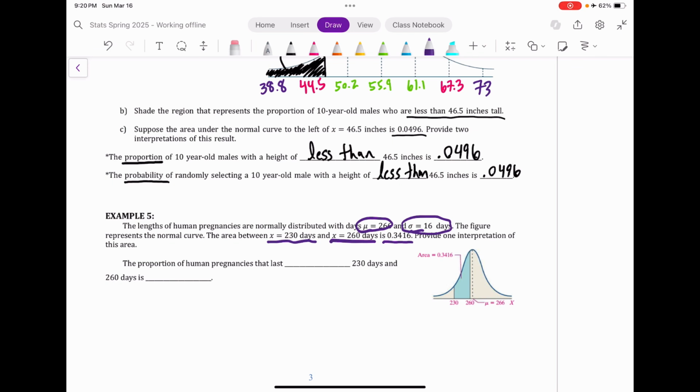So just like the previous example, we can represent this area under the curve between those 2 values as a proportion of that population. So the proportion of human pregnancies that last between 230 days and 260 days is that corresponding area of 0.3416.